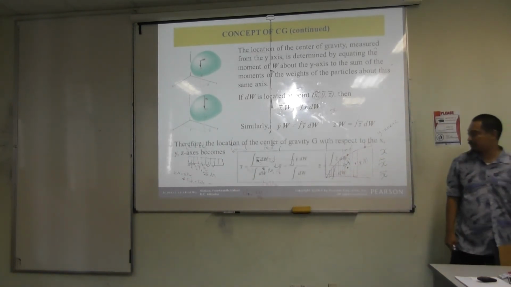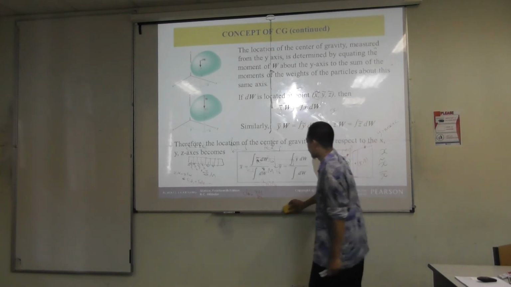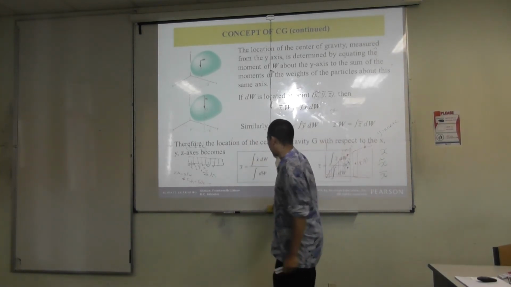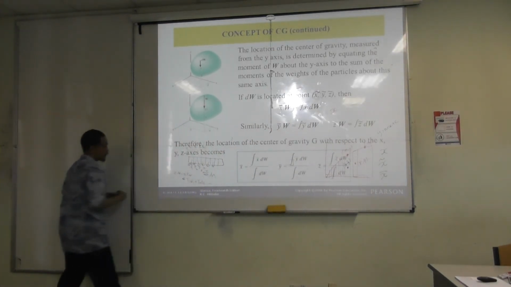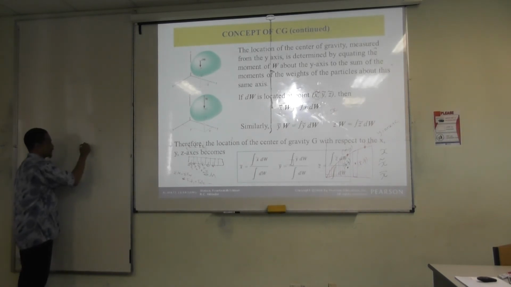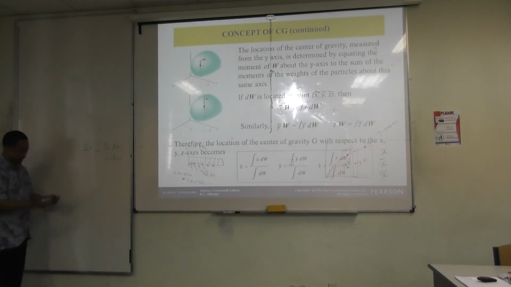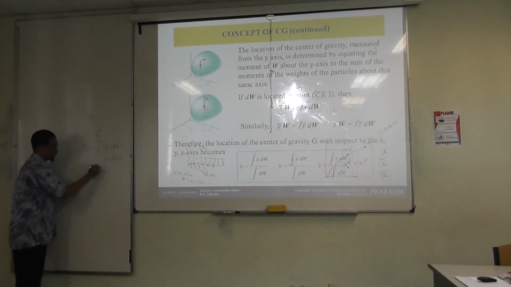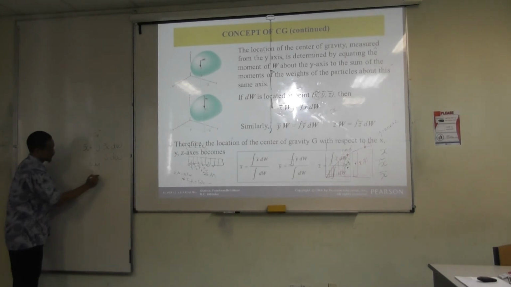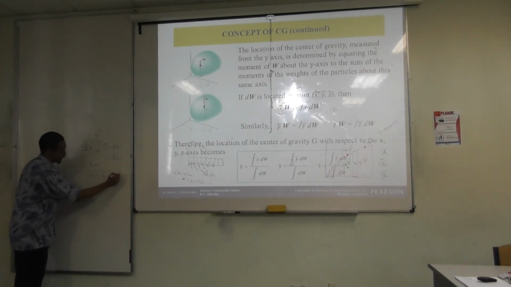So in the end you will have this equation here. If you rearrange, you get this: x bar equals the integration of x dW over the integration of dW. This is the center of gravity. So gravity deals with weight. If we say center of mass, we deal with mass, so we just change it to dm.